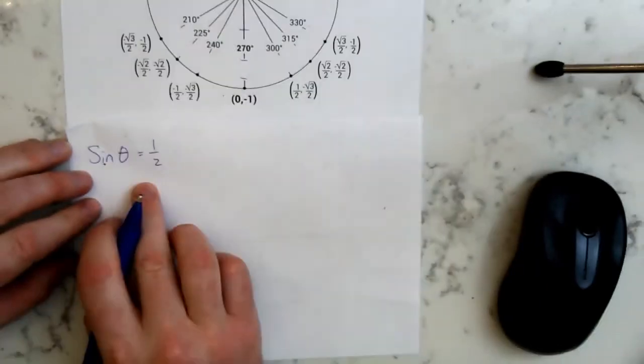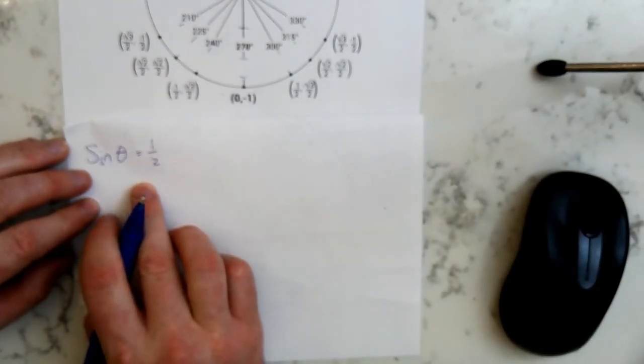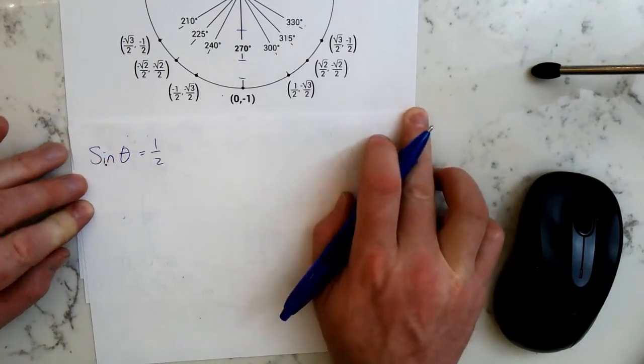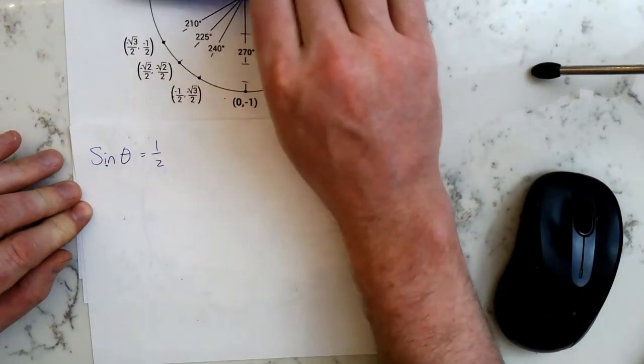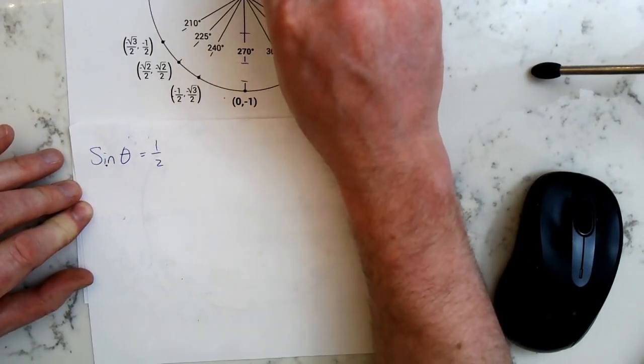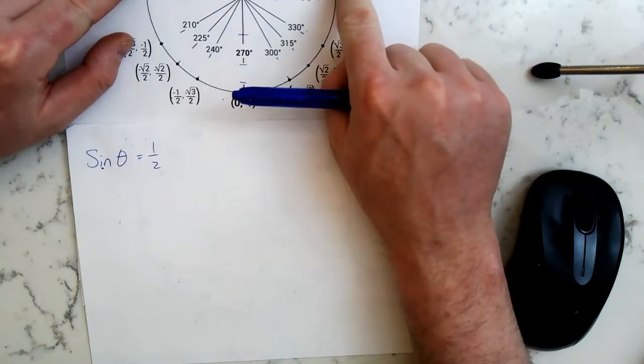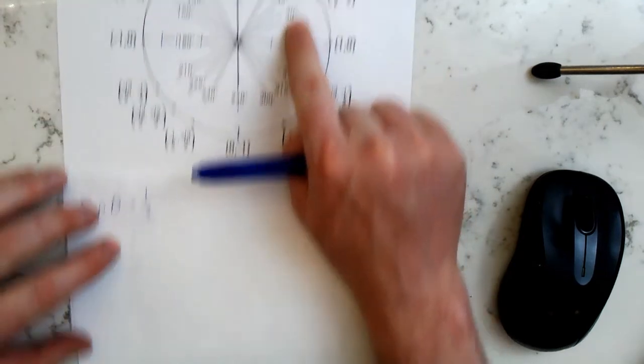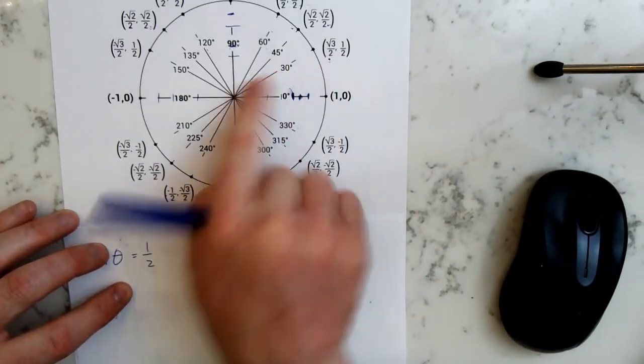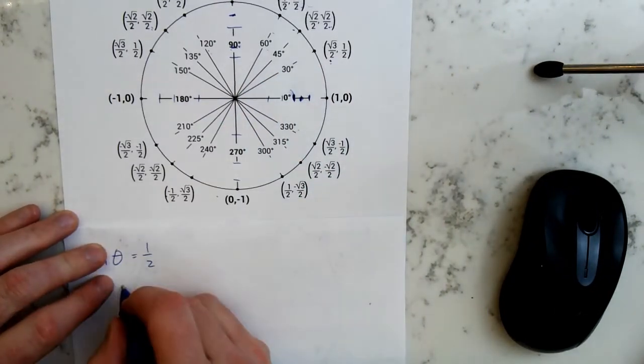And the last one, sine is 1/2. So sine is the y coordinate. So we're going to move up and it's positive. So I go to the first one. I want the first 1 over 2. Right there. 30 and 150.